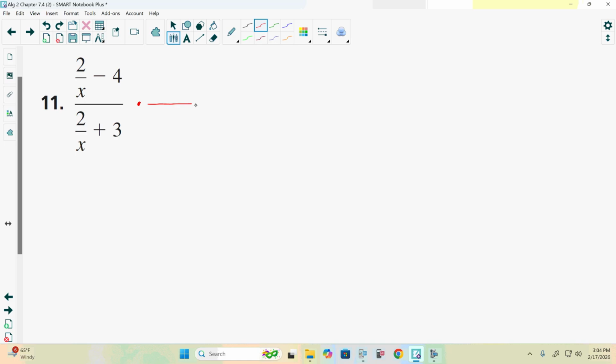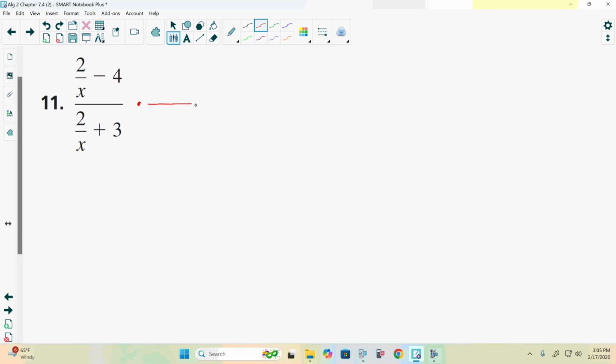Last one we're going to do today. So we looked at this here. We have 2 over x minus 4 all over 2 over x plus 3. How many denominators in the numerator and denominator do we have? 2. We got one on top and one on bottom, yes? And the whole reason we're multiplying by this least common denominator on top and bottom is to get the fractions in the numerator and the fractions in the denominator to simplify out, yes?